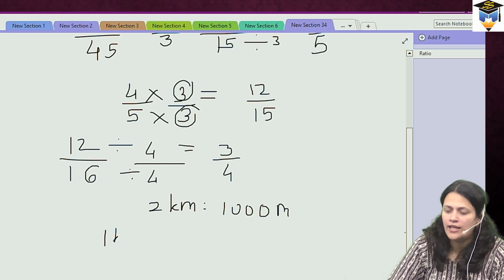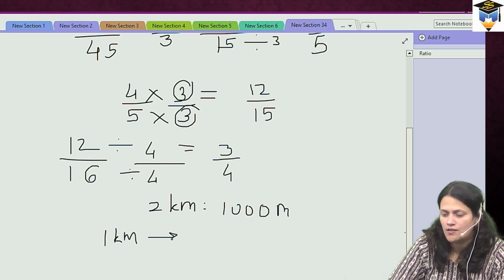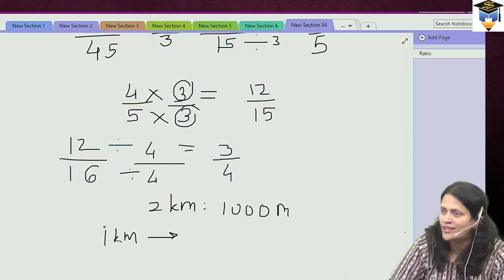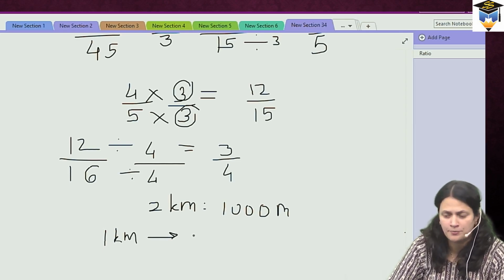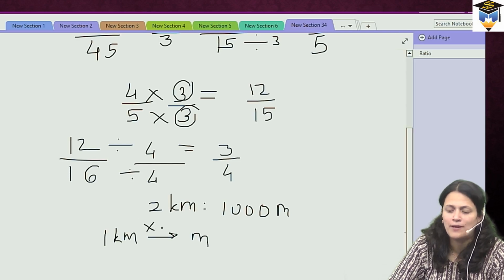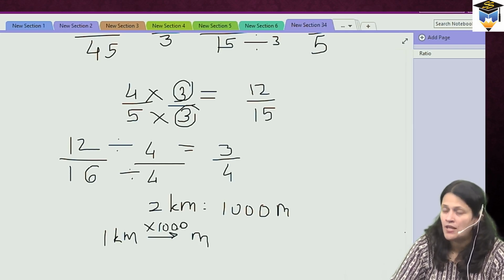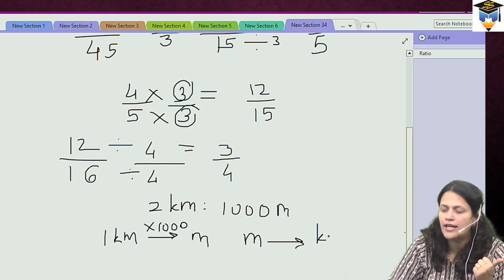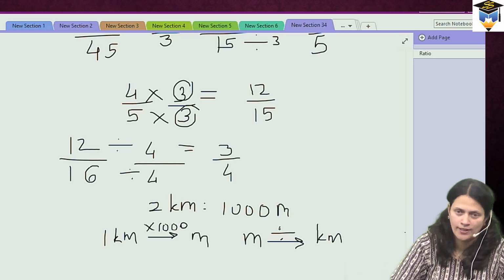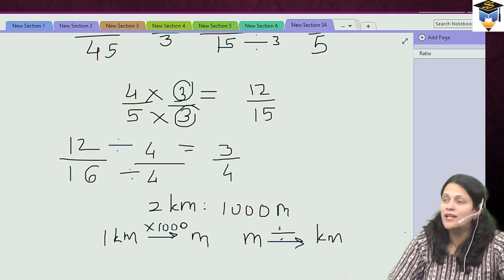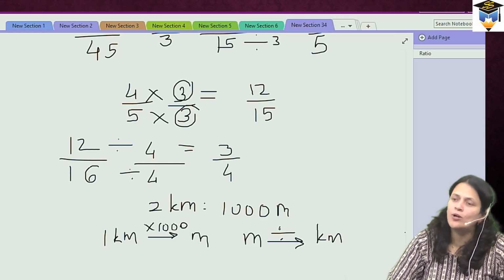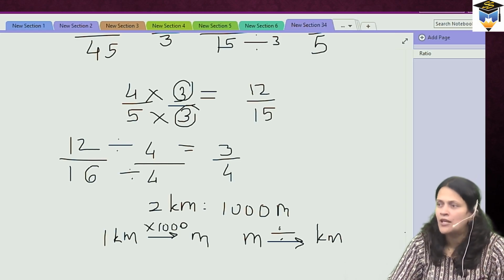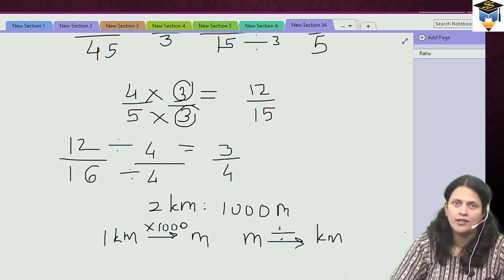Whenever we change a bigger value or a greater value to a smaller value, that is in meters, we are going to multiply by 1000. Why? Because 1 kilometer is equal to 1000 meters. But when we have to convert meter to kilometer, we are going to divide. So this holds true for all the quantities. Whenever you have to convert bigger quantity to smaller, multiply. Whenever you convert smaller quantity to bigger, you have to divide.